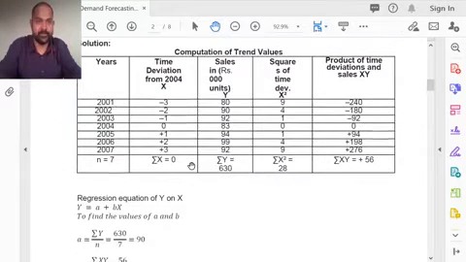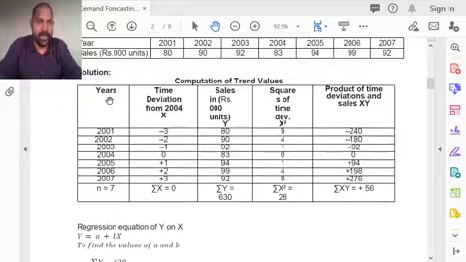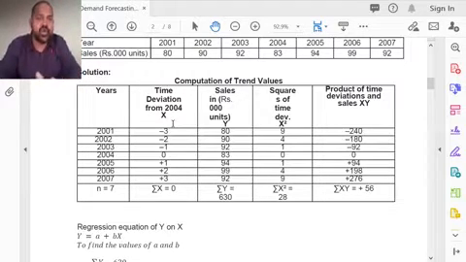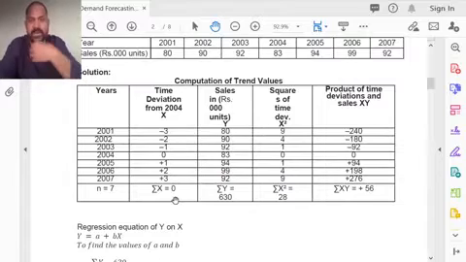So see what they've done. Year and time deviation from 2004. So basically, you know what this is? This is saying that my x is not the year, my x is the year minus 2004. That is how we've shifted. Where does this 2004 come from? It is the average of the year. Once you shift, sum of x becomes 0.